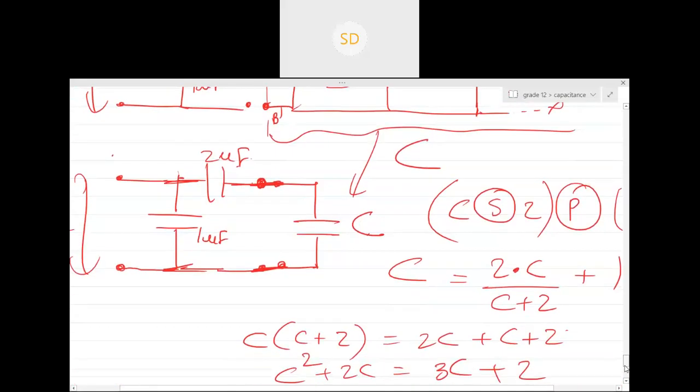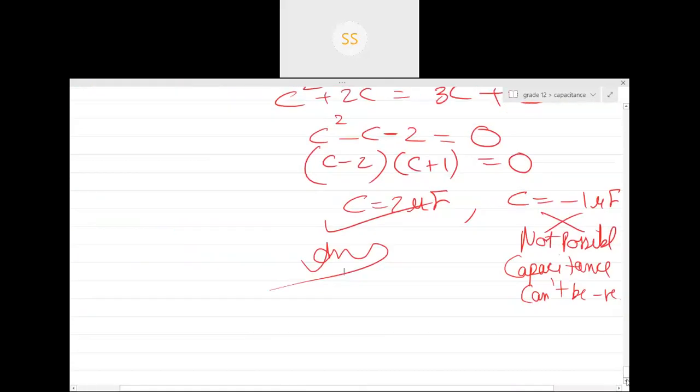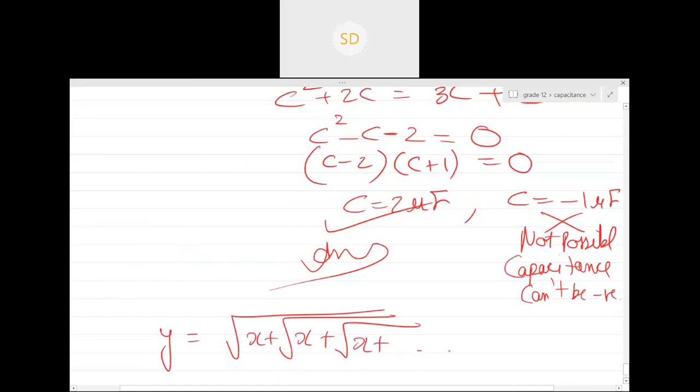Isn't this something like an assumption? No, it's not. Do you remember these types of questions in maths? If y is equal to under root of x plus under root of x plus under root of x plus, till infinity. Have you seen these types of questions in maths?